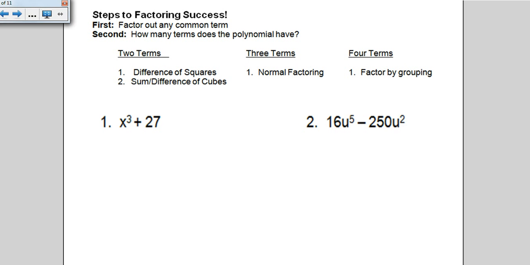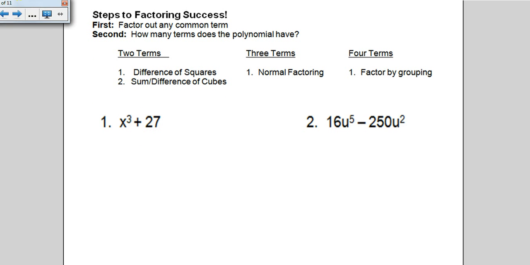Well, there's no common term, so there's nothing I can factor out. But I notice it is 2 terms big, so I have to decide whether it's the difference of squares pattern or whether it's a sum or difference of cubes pattern. Well, this is a sum of cubes.